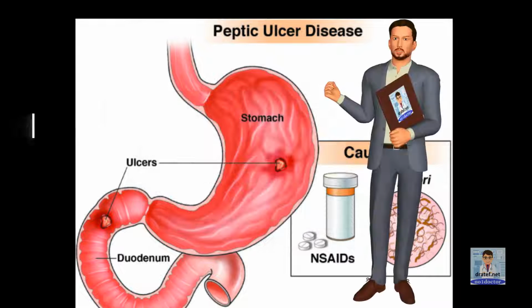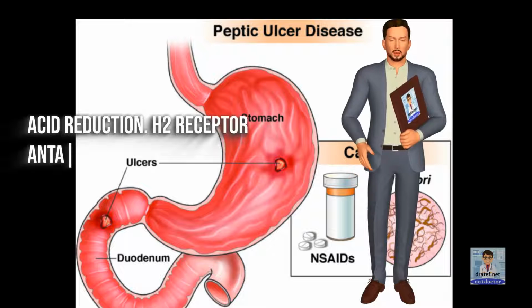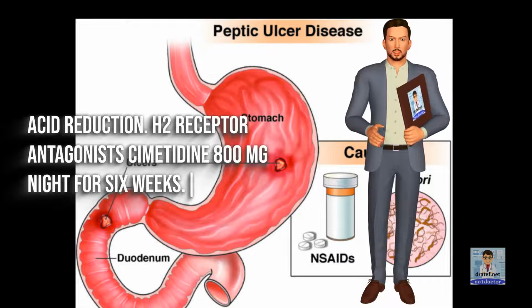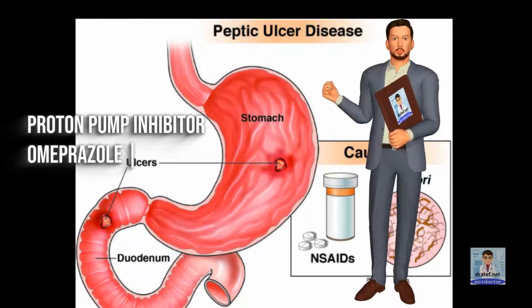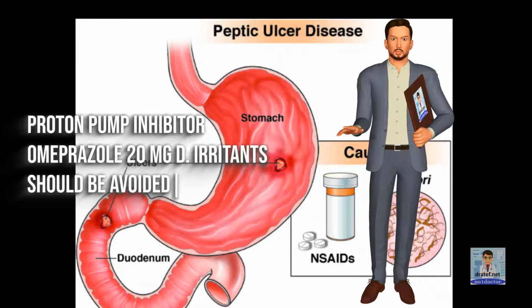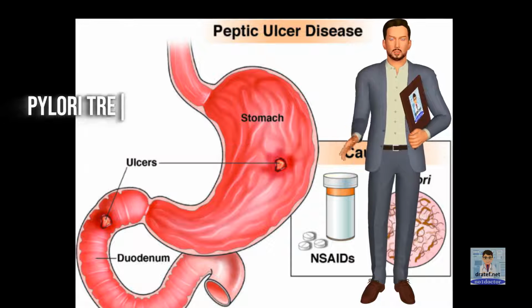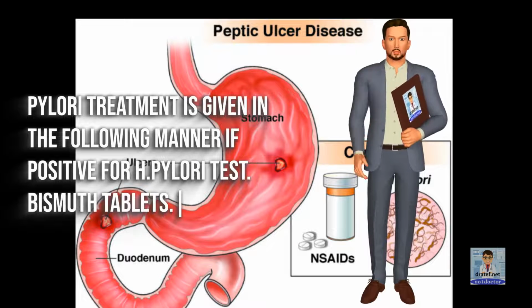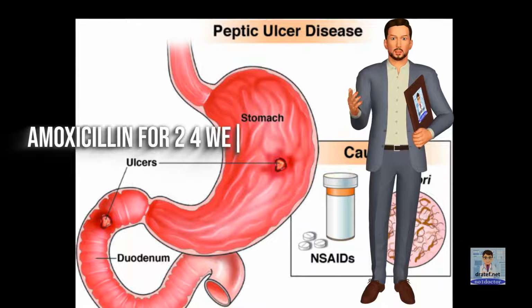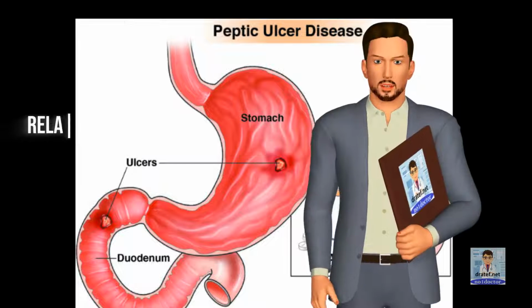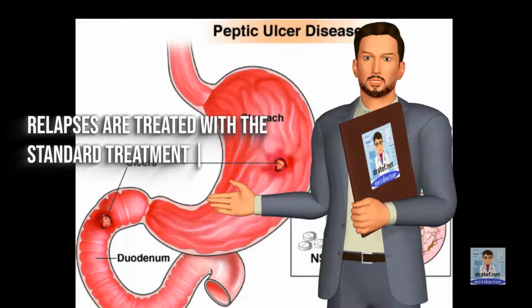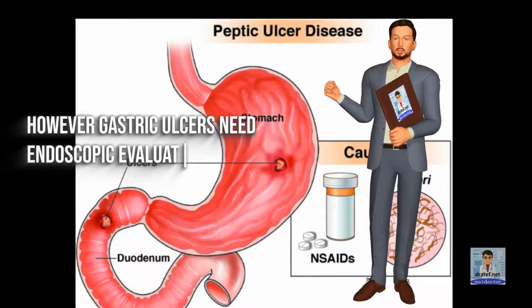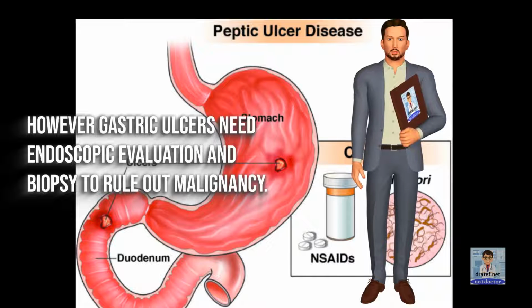Treatment. Medical treatment. Acid reduction. H2 receptor antagonists: cimetidine 800 mg at night for 6 weeks. Proton pump inhibitor: omeprazole 20 mg. D. Irritants should be avoided. Anti-H. pylori treatment is given in the following manner if positive for H. pylori test: bismuth tablets, amoxicillin for 2-4 weeks, metronidazole. Relapses are treated with the standard treatment in cases of duodenal ulcer. However, gastric ulcers need endoscopic evaluation and biopsy to rule out malignancy.